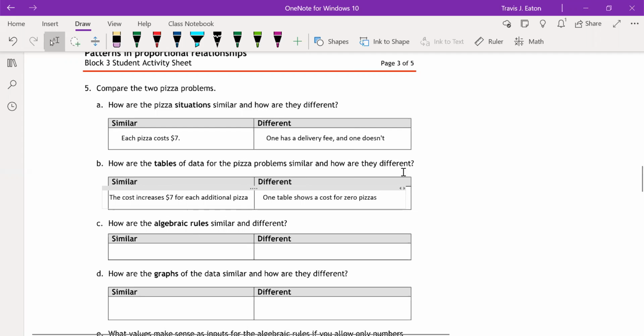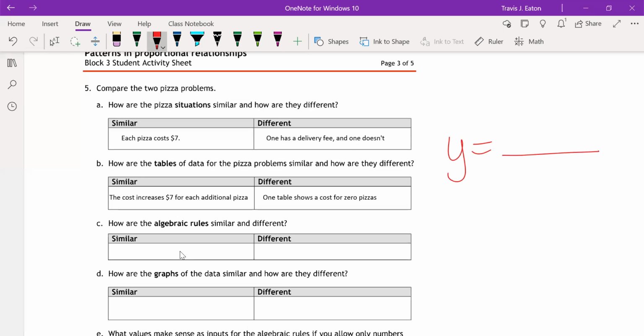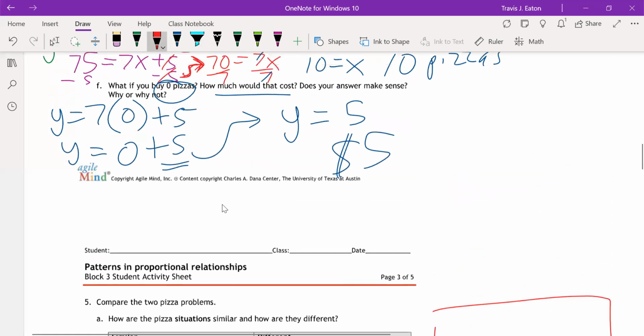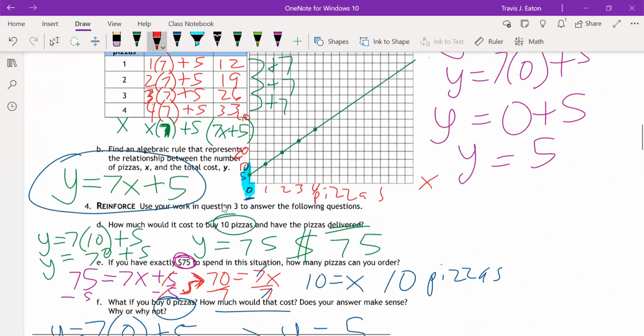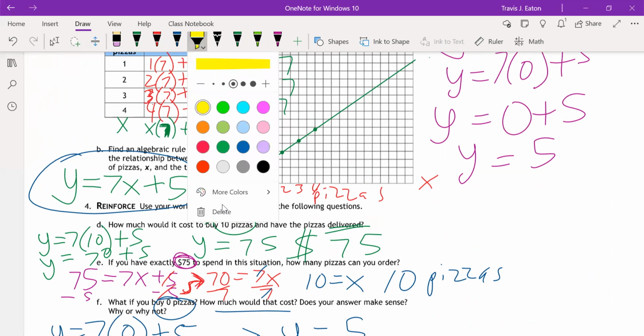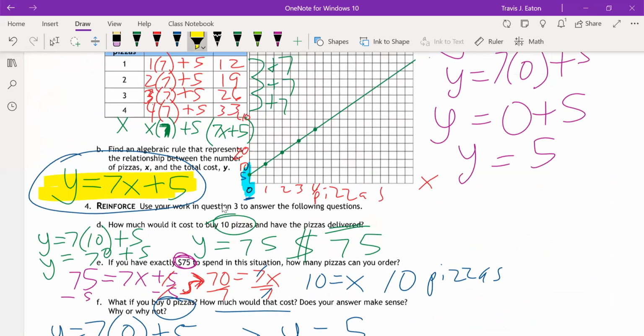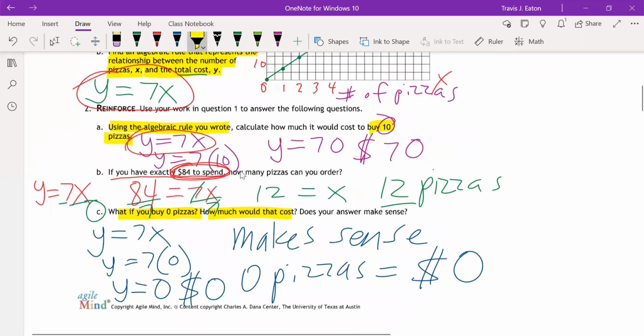Okay. Now, if we look at the algebraic rules, remember what an algebraic rule is? The y equals something else. That's our algebraic rule, including the y equals part, which should be included in every algebraic rule. How are they similar? So let's go back up and look. Here's one of them. Hold on a second. I'll highlight that baby. All right, here's one algebraic rule: y equals 7x plus 5. And in this one, y equals 7x.